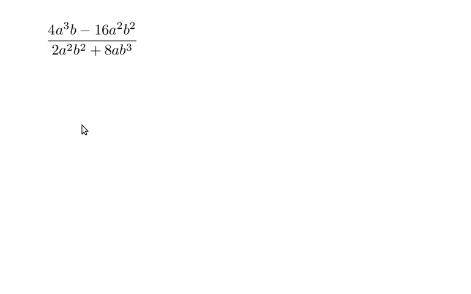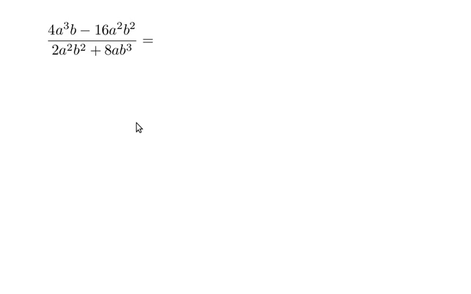Please, again, I reiterate this, do not cancel this. Do not say that you can cancel this and leave the, like 12a squared b squared. That does not work that way. So I reiterate that because I see that a lot and it's very frustrating. So the very first thing we want to do is factor out the greatest common denominator for both the top and the bottom.